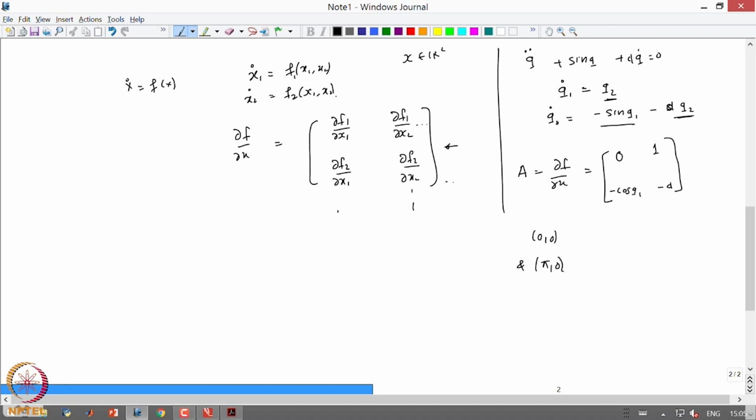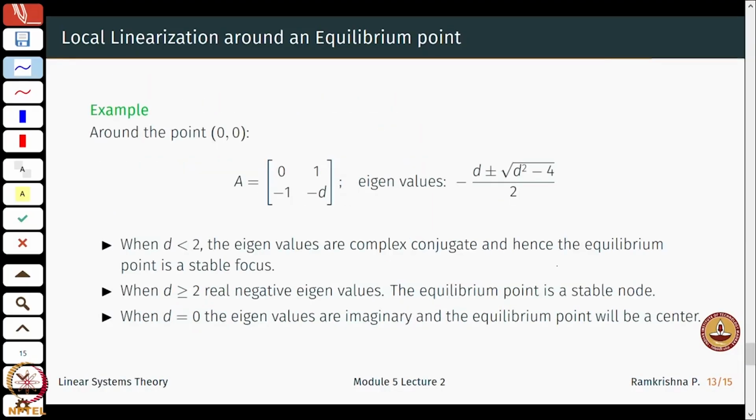These are my 2 equilibrium points. At (0, 0), I get my A matrix to be something like this. Its corresponding eigenvalues can be computed to be like this. When d is less than 2, the eigenvalues are complex conjugate, and hence the equilibrium is a stable focus.